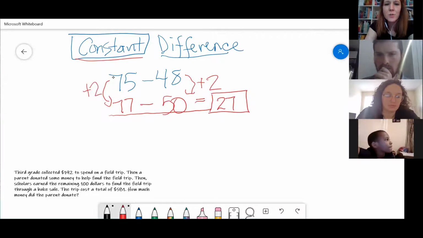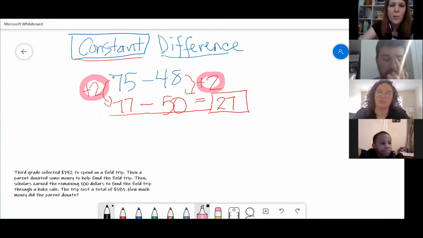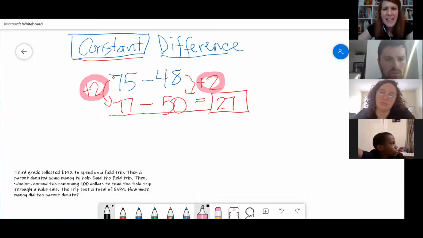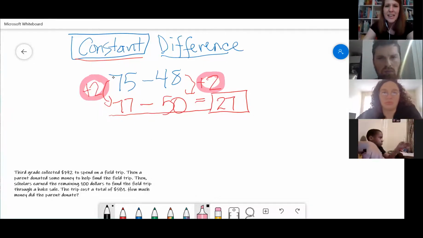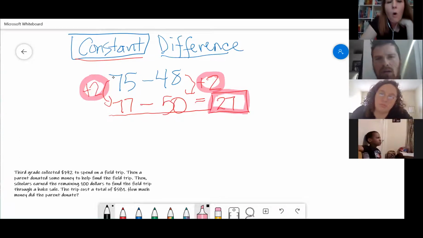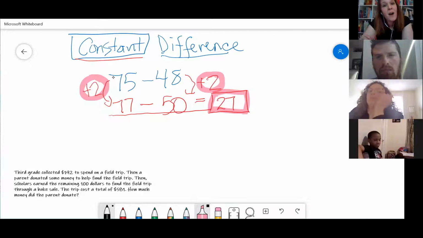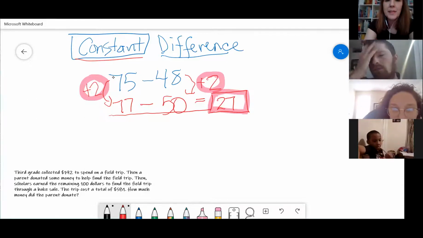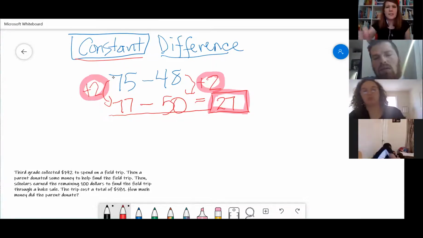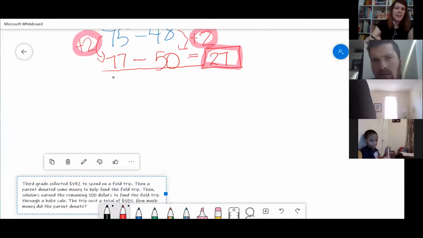Very good. And so scholars, because we stayed the same on both sides of our equation, that's the constant. It's staying the same. So it doesn't matter if I'm adding 2 to both of these numbers, I'm still going to get the same difference, no matter whether I subtract 75 minus 48 or make friendly numbers like 77 minus 50. And so now I know that 75 minus 48 is going to be 27. Okay, let's try another one now that we all kind of are reminded about what our constant difference is. Okay, I've got another one for everybody.